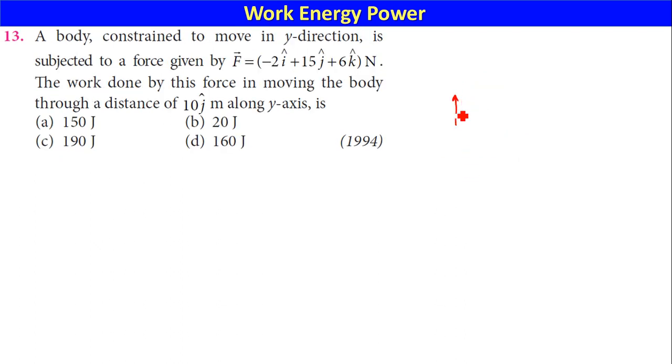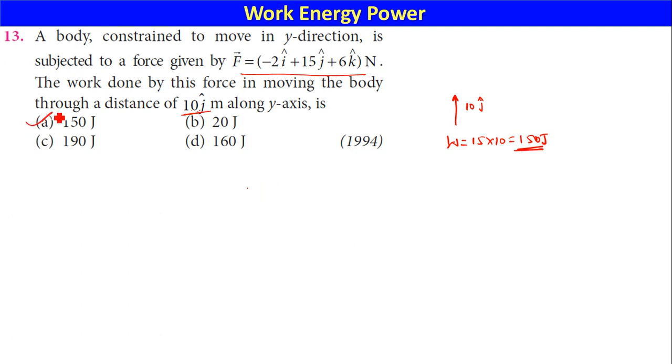Next, a body is constrained to move along the y direction. It is moving in this direction and is subjected to a force of this much. What is the work done by this force in moving the body through a distance of 10 j cap? So you are moving only 10 units along the positive y axis. That is the question. It is a very easy question. Find the dot product between this displacement and this force. The displacement doesn't have i cap, so directly multiply 10 and 15. 15 tens are 150. That is the amount of work done in this case.